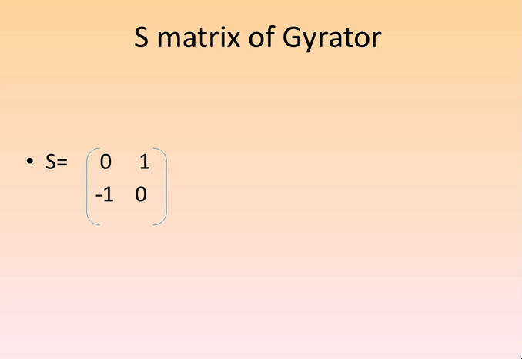That's why S21 is -1 and S12 is 1, because a signal applied at port 2 and coming out of port 1 will be the same signal. That's why S12 is 1.